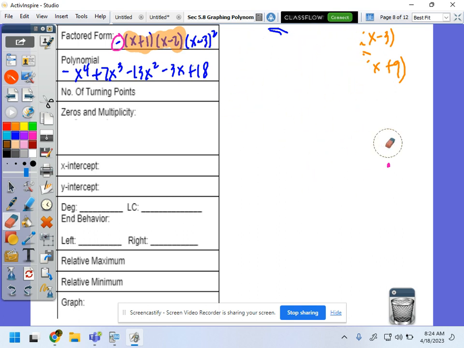And that's how you get the polynomial, okay? The next thing to do is the number of turning points. We can get them from the graph, but we can know that one by remembering that it's always the degree minus 1. The degree of our polynomial is fourth degree, so minus 1, the number of turning points is 3.